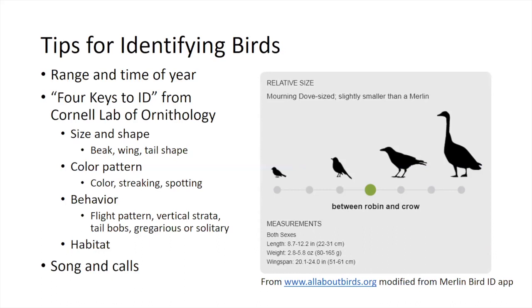And then finally, songs and calls are a really useful tool for identifying birds so that you don't have to actually find them. And some species are really difficult to tell apart unless you have that sound and call cue. So today we'll mostly be focusing on identification through color pattern. And then as you begin to spend more time identifying birds, you can pick up the rest as you go.